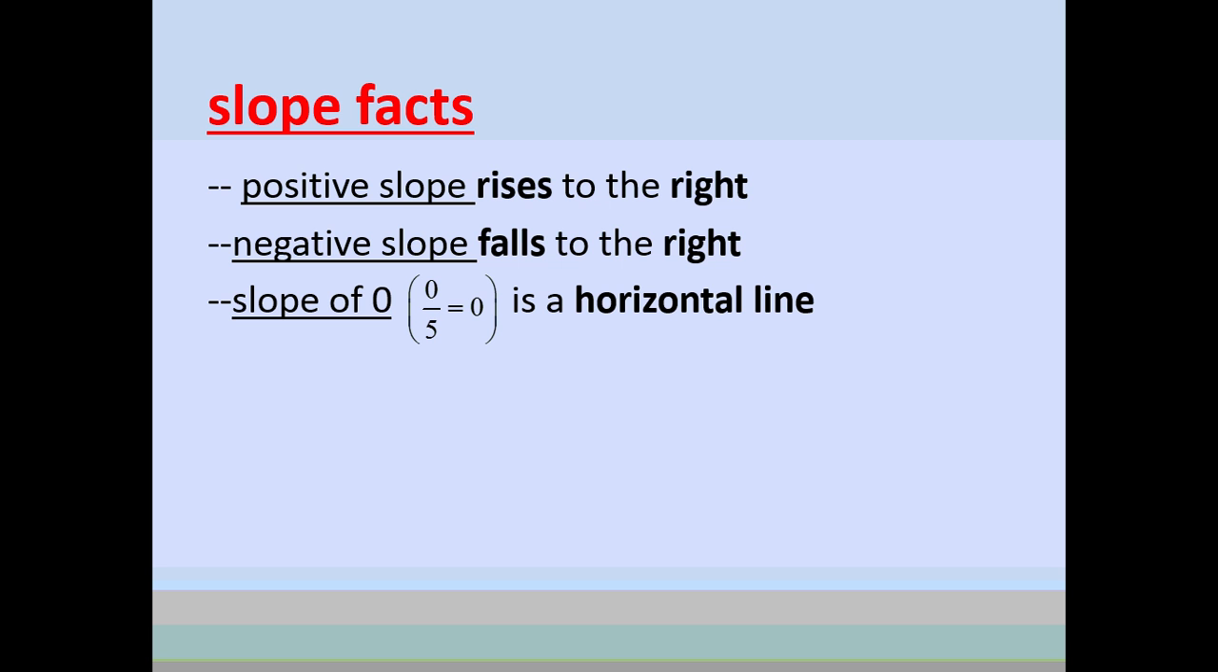A slope of 0 means that you have a horizontal line. It's a perfect horizontal line, and you will always have a slope of 0. That means it has 0 steepness. It's like walking down the hallway. When you walk down the hallway, there's 0 steepness to that hallway.